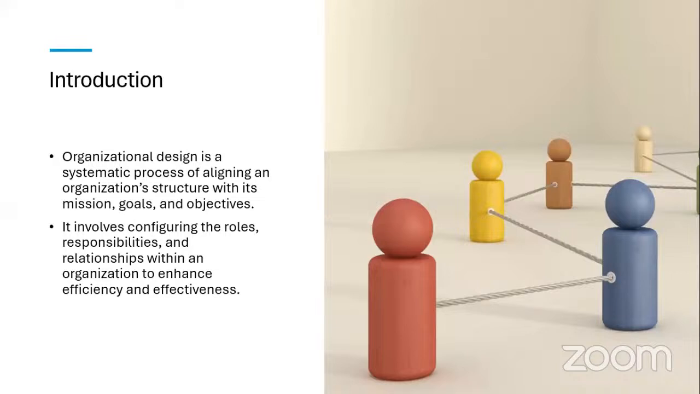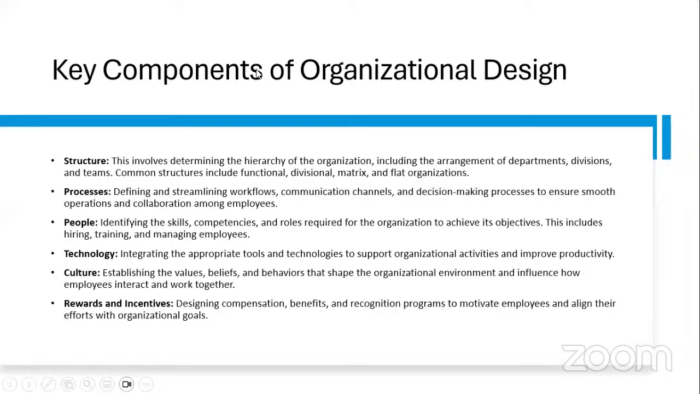By introduction, organizational design is a systematic process of aligning an organizational structure with its mission, goals, and objectives. It involves configuring the roles, responsibilities, and relationships within an organization to enhance efficiency and effectiveness. So that's what we want to achieve with organizational design. Now, what are the key components? What are the main components when designing an organization? Every organizational design needs to have a structure and a composition of processes, people, technology, culture, and reward incentives.